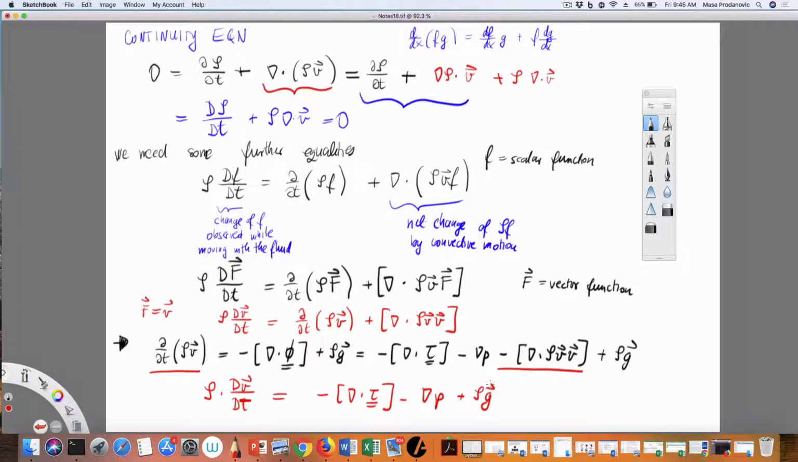Mass times acceleration equals force. Shear forces, pressure gradient, outside gravity field. Yes? Good old Newton.